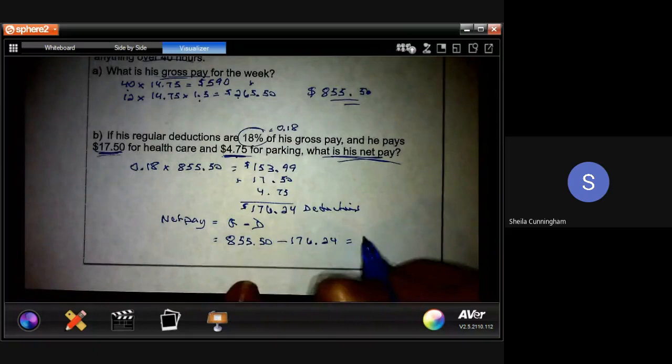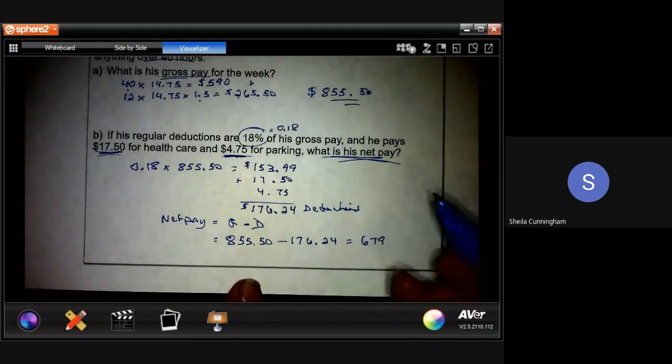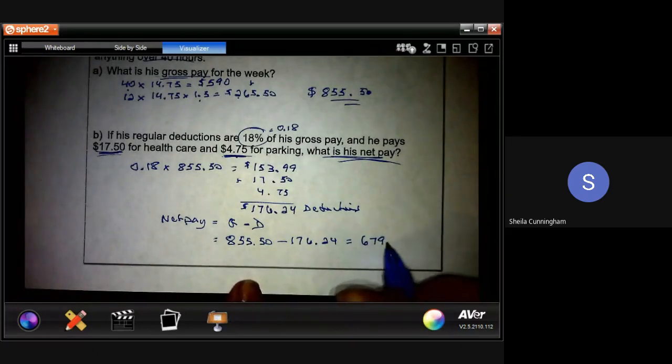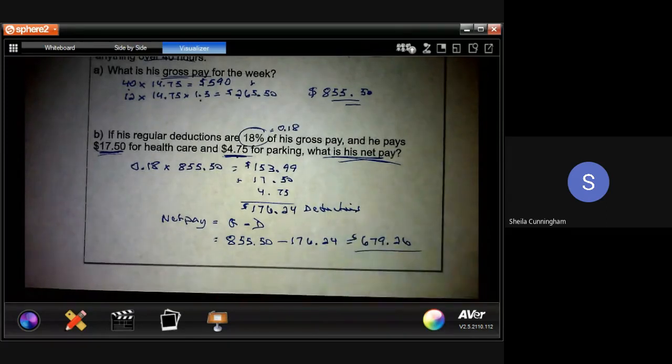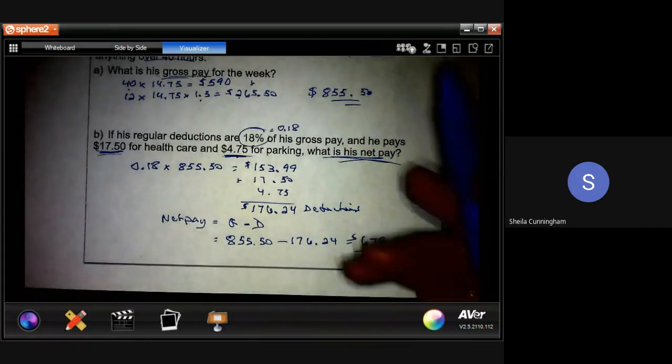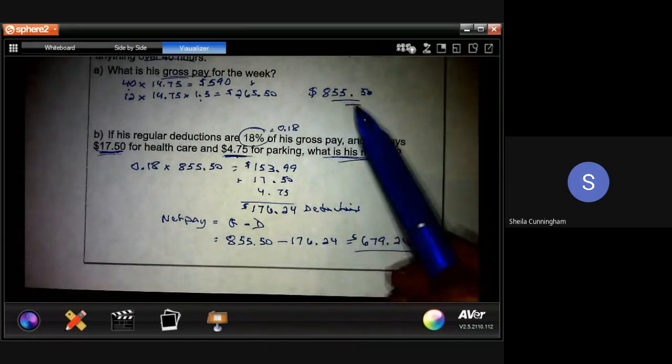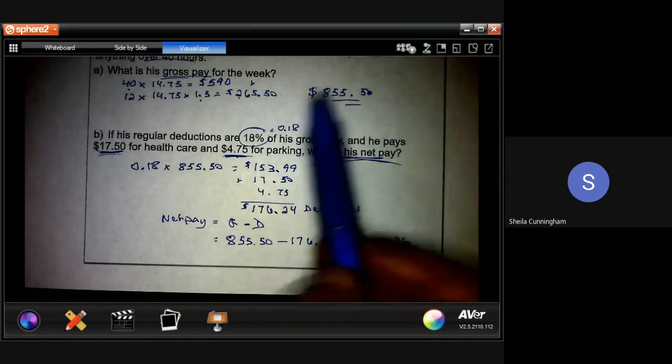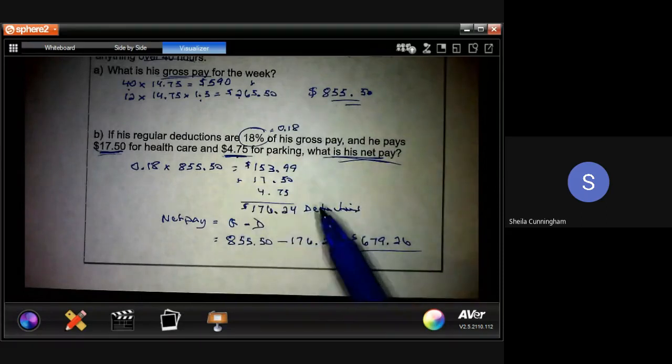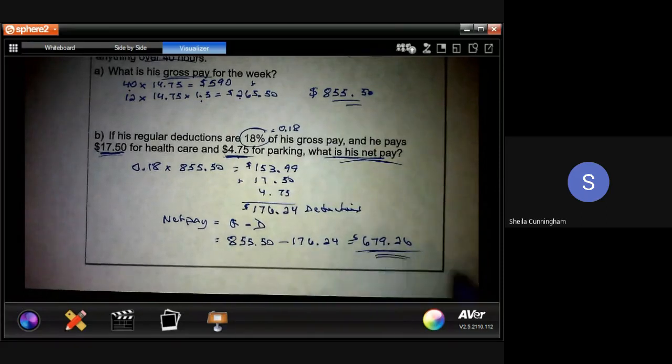I know that Sean is taking home only $679.26. So it looks like Sean's taking a bunch of money home at $855, but now when we take into account all the deductions that he needed to take off of there, we're actually down to $679.26. So probably a good thing that he worked some overtime hours to increase how much he actually gets to take home.